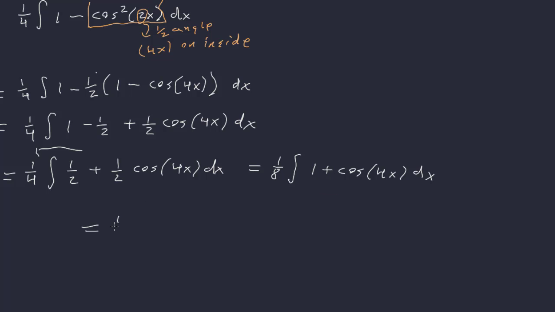Okay, so it'll be 1/8 times, now we just integrate. Integral of x, or excuse me, of 1 is x. Integral of cosine of 4x, now don't forget this, is going to be 1/4 sine of 4x. Okay, plus c. And as far as I'm concerned, this right here is good. We could leave it like this, or we could distribute that 1/8 back through, but I mean, it might make it look a little nicer, but I consider this good.